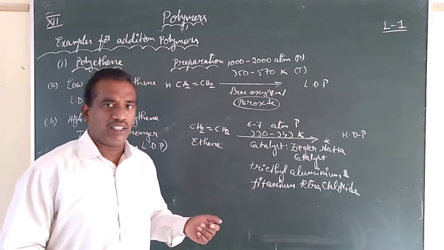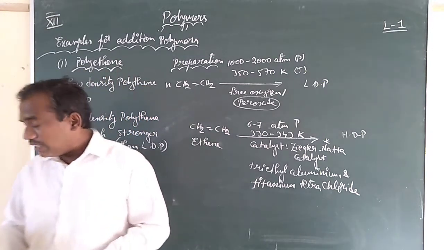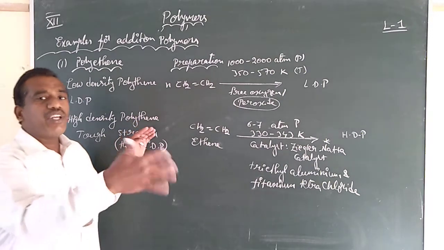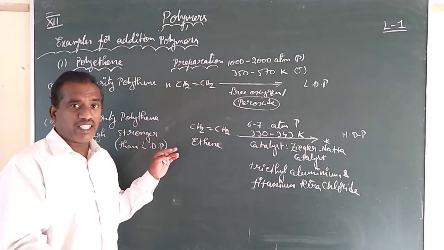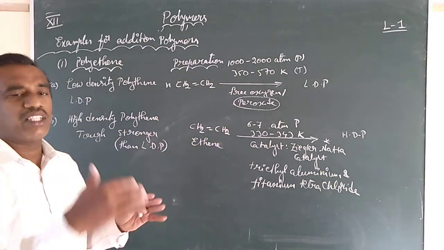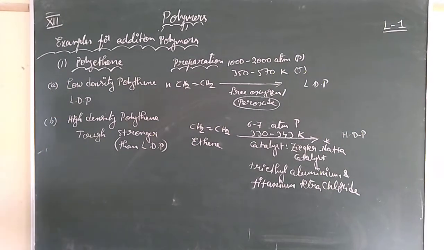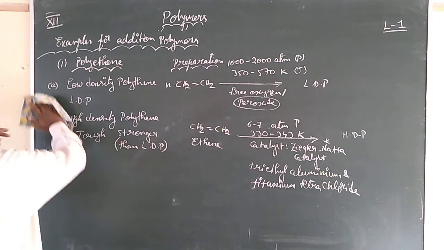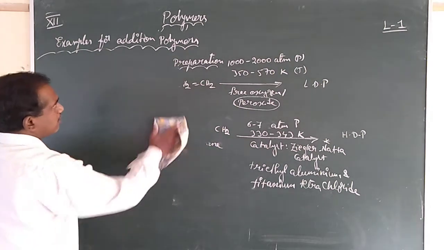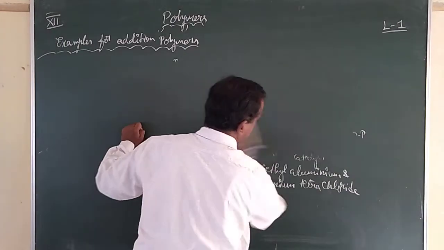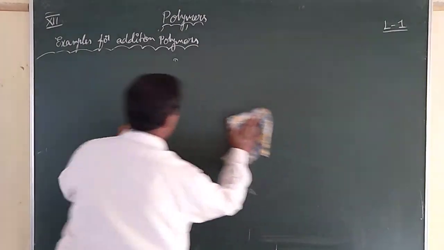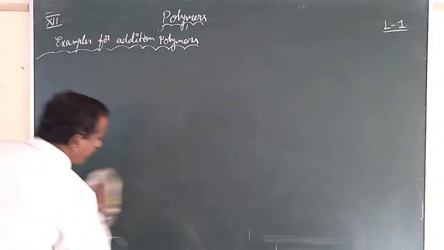After polythene, we can see that in all of these, addition reaction takes place, meaning the monomers combine with each other to form the polymer. After polythene, we have other addition polymers. The second example is Teflon.